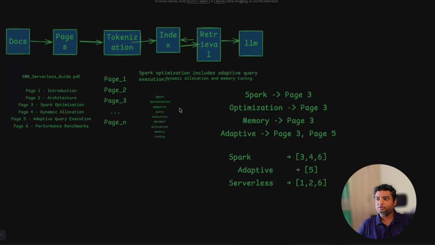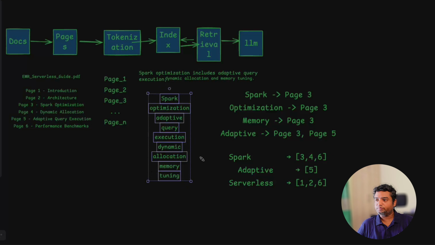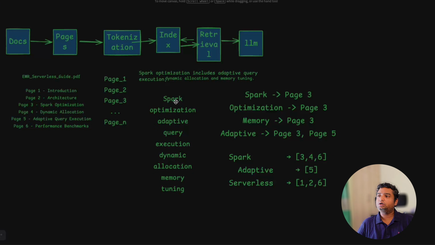Okay, so I'll do one thing. Just copy this. So one token was Spark. So in which of the pages which we have divided is Spark available? It is in page 3. Then optimization is in page 3. Memory is in page 3. Adaptive is in page 3, page 5. With this help, we create the index, like Spark is in 3, 4, 6. This is an imaginary number I have taken. Adaptive is in page 5. Serverless is in pages 1 to 6. So now we have created the index of the token and the page number.